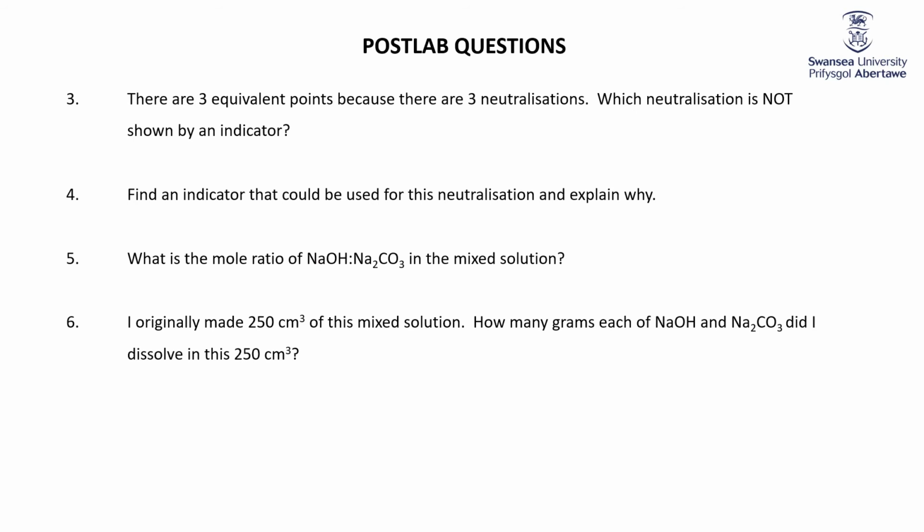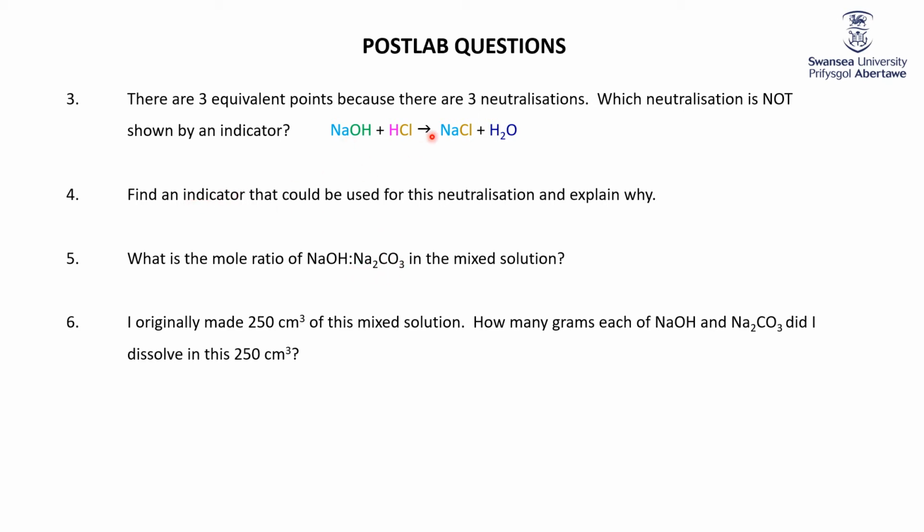There are 3 equivalence points, because there are 3 neutralizations: the sodium hydroxide, and then the sodium carbonate to hydrogen carbonate, and then the hydrogen carbonate to carbonic acid. Which neutralization is not shown by an indicator? Well, it's the first one, the sodium hydroxide, because the first indicator is phenolphthalein, and that changes color from pink to colorless when we've neutralized not just the sodium hydroxide, but the first batch of the sodium carbonate.